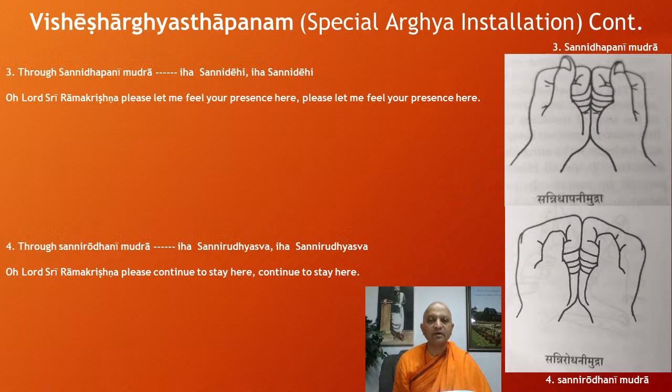What is the meaning of that? O Lord Sri Ramakrishna, please let me feel your presence here. The mudra, you can see it is there, Sannidhapani mudra. I will also show you. Now fold your hands like this, close the fists with the thumbs above, not inside. Keep the thumbs below, this is Sannidhapani mudra. How to do that? First the folded hands, Iha Agacha. Second, Iha Tishta, please sit down. Here, the Sannidhapani mudra, please let me feel your presence here.